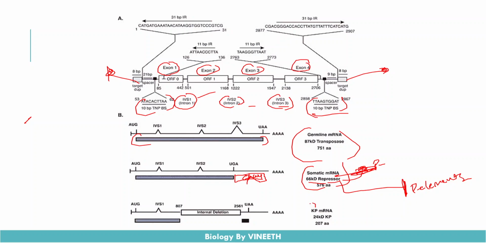And then you also have a different type of mRNA that is called the KP mRNA, which only contains one enzyme. This is actually present in the female flies.